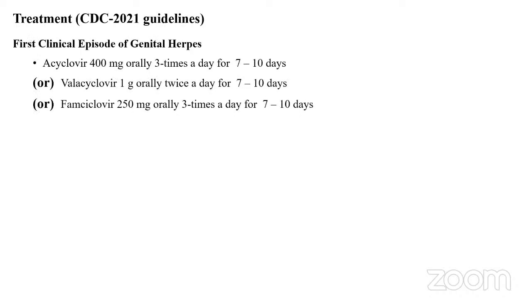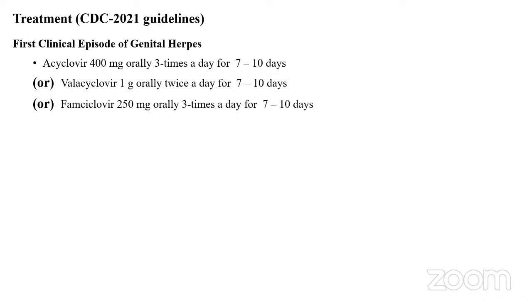According to CDC guidelines, the treatment of herpes depends on whether the patient has the primary episode or the recurrent episode. Since the first episode, or the primary episode, is more severe and takes a longer time to resolve, that is 3 weeks, they're usually treated for a longer duration, 7 to 10 days.